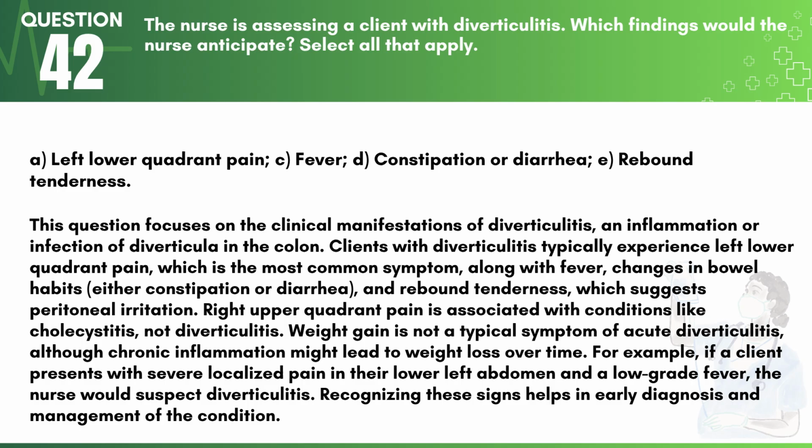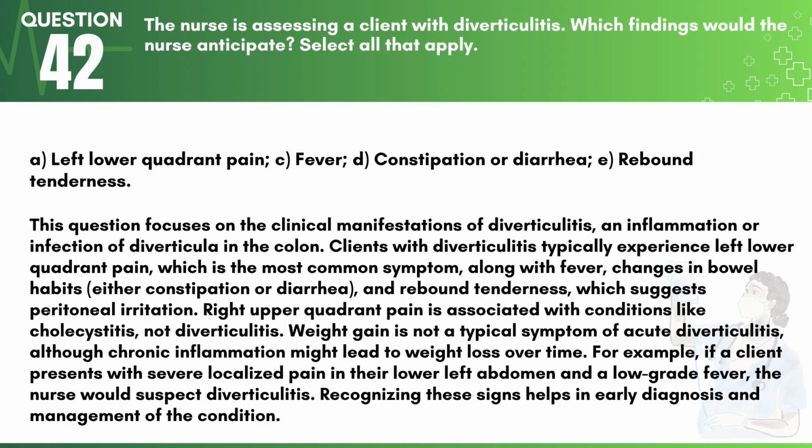Answer. Left lower quadrant pain, fever, constipation or diarrhea, rebound tenderness. This question focuses on the clinical manifestations of diverticulitis, an inflammation or infection of diverticula in the colon. Clients with diverticulitis typically experience left lower quadrant pain, which is the most common symptom, along with fever, changes in bowel habits, either constipation or diarrhea, and rebound tenderness, which suggests peritoneal irritation.